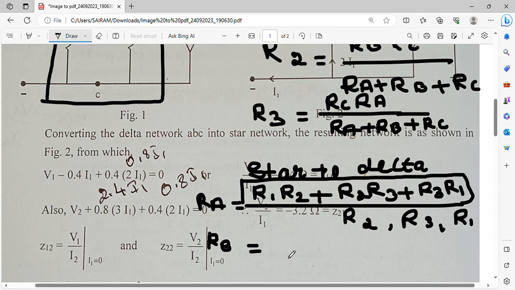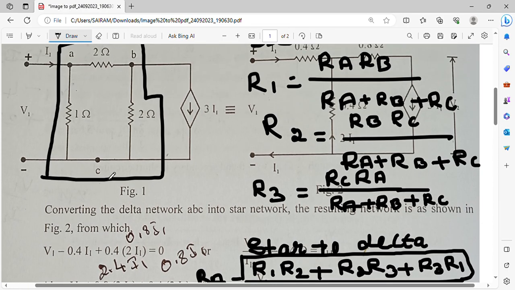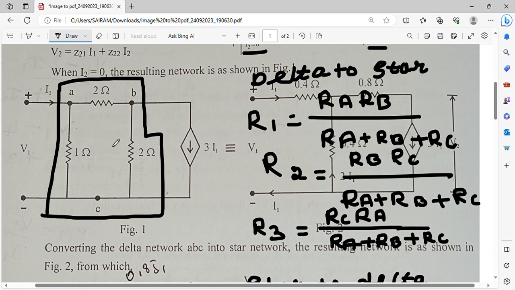Right? So now a question arises for you, how to solve the star to delta network or delta to star network if you have the same resistance, right? For example, here 1 to 2, so here 2 and 2 is the same. If I consider that this resistance is also 2, then all the three resistances are the same.